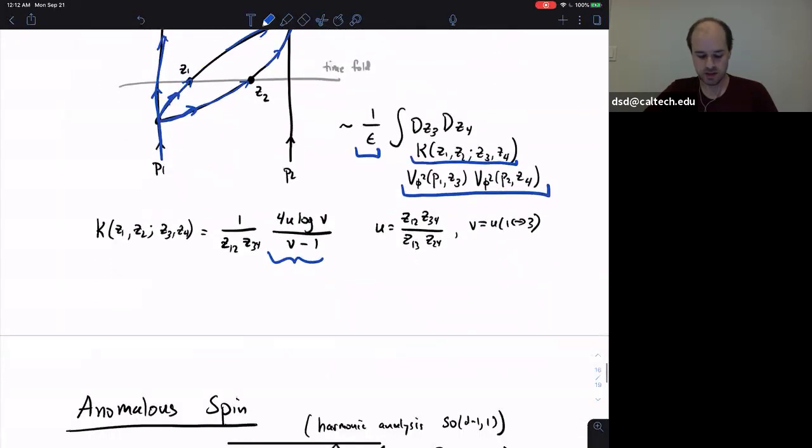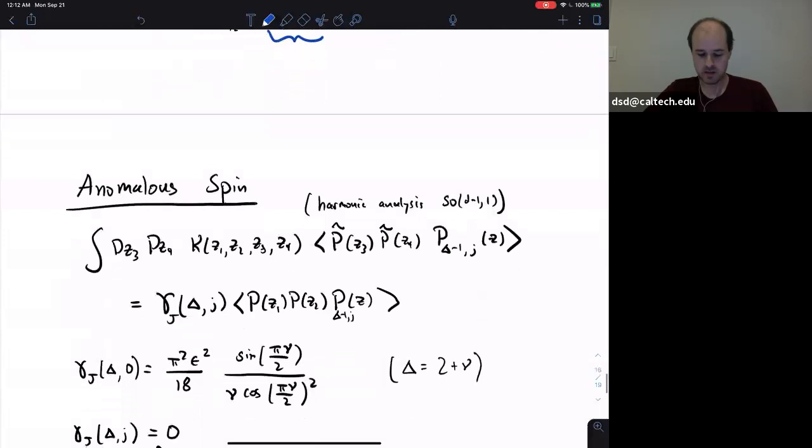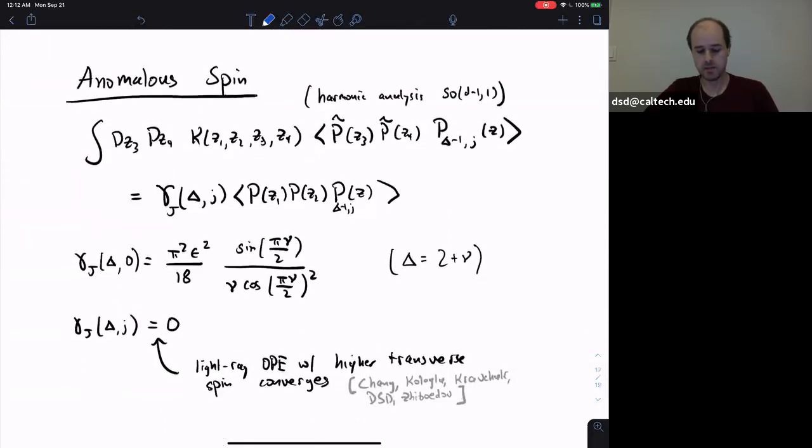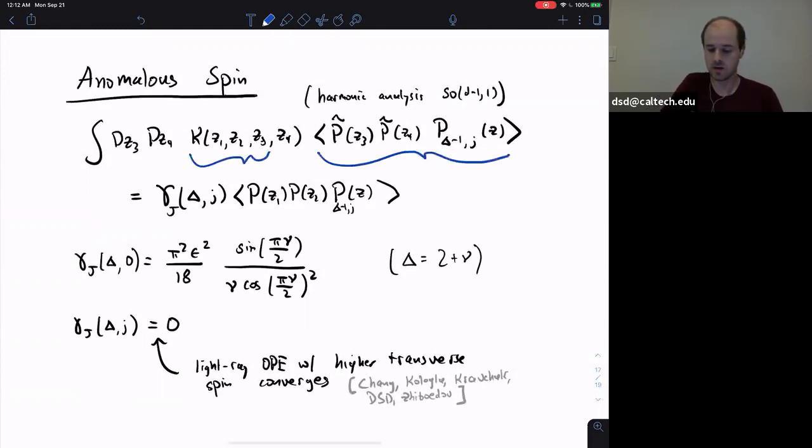So what we should do is take the kernel and decompose it using harmonic analysis. The way you do that is you take the kernel and you integrate it against a 3-point function, a conformal 3-point function. And because the kernel is conformally invariant, it commutes with the Casimirs of the conformal group, and therefore the result should just be a number times a conformal 3-point function again. And that number is the eigenvalue of the kernel. This computation is probably familiar to those of you who've worked on the SYK model.